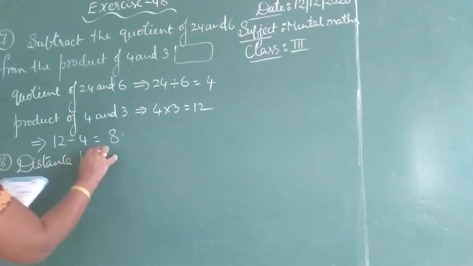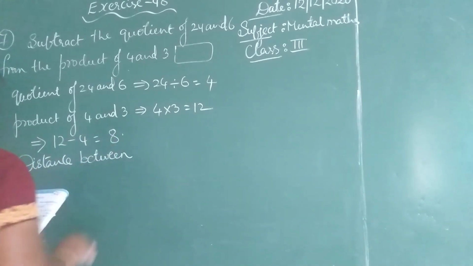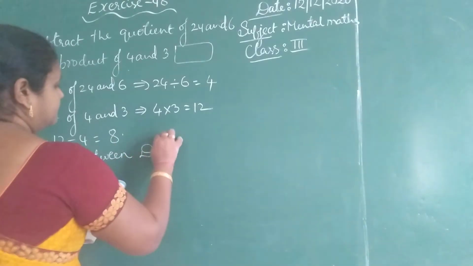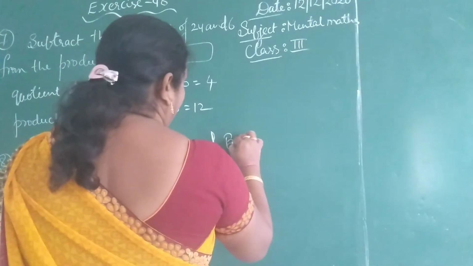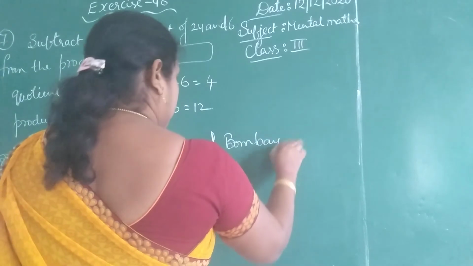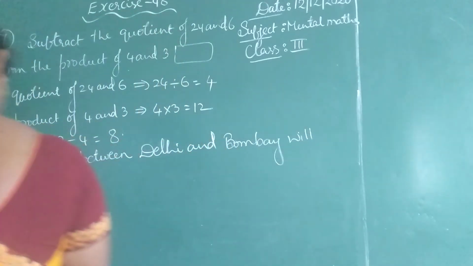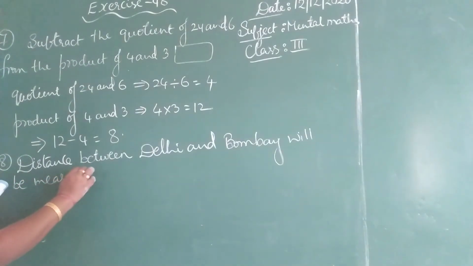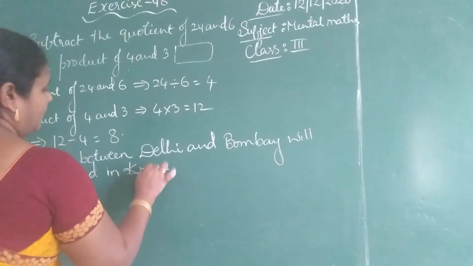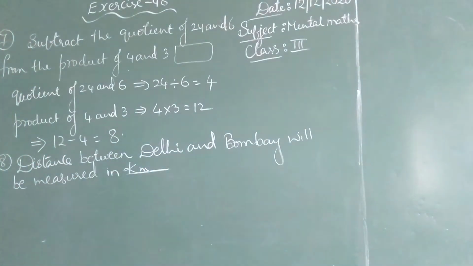See the eighth one. Distance between Delhi and Mumbai, that means Bombay, will be measured in... If you observe, children, the distance between two cities will be measured in kilometers. Okay?